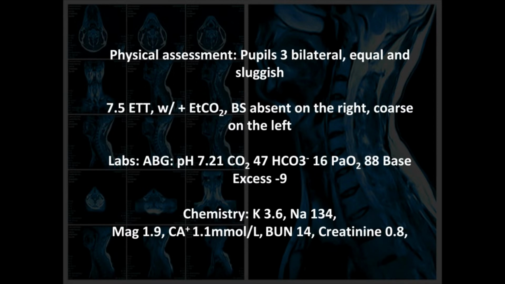Chemistry, K of 3.6, sodium of 134, mag of 1.9, calcium of 1.1 millimoles per liter. And I specifically put millimoles per liter because there's a few different ways to measure calcium. That's going to give you different types of measurements. Really, in the context of millimoles per liter, a normal calcium is going to be 2.2 to 2.6 millimoles per liter. So a 1.1 calcium is significantly low. We have a BUN of 14 and a creatinine of 0.8.